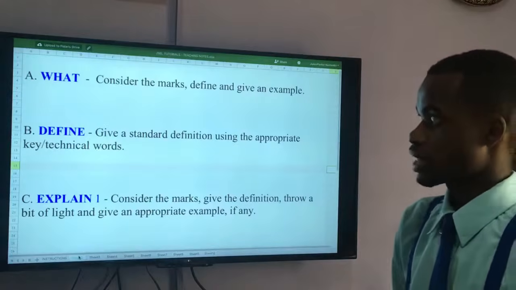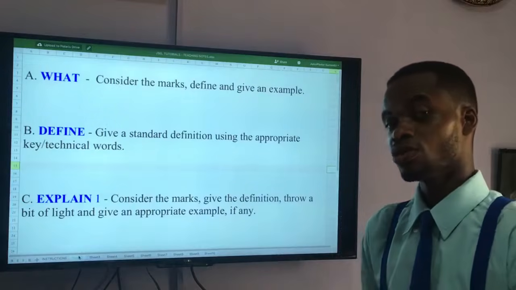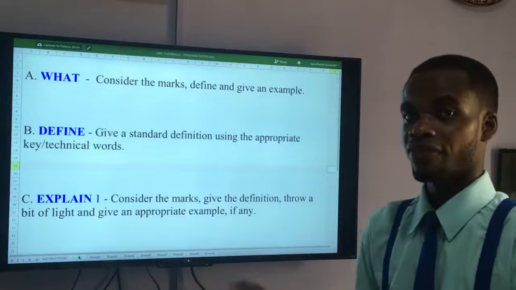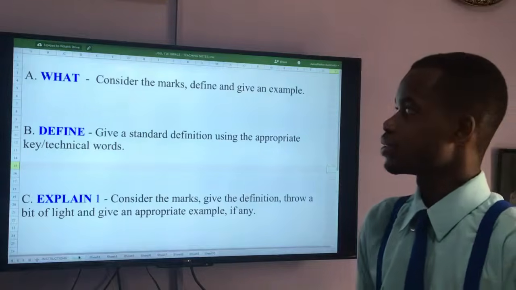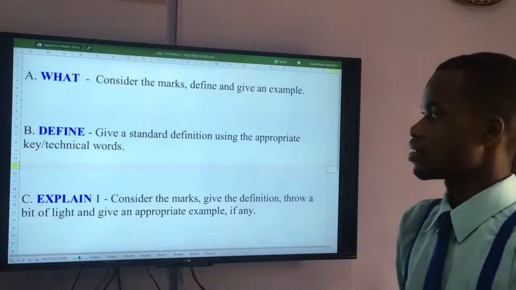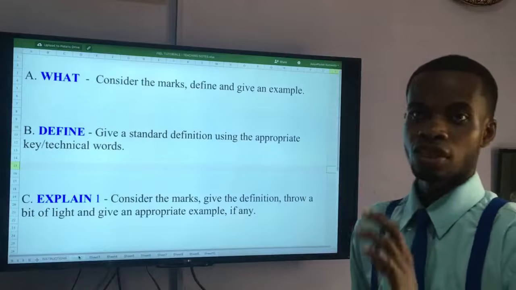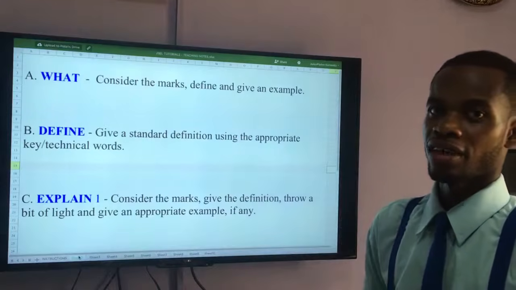So what is colonization? Let me begin with that. Okay, or let me go to Form 1, first year. This is under environment. So what is environment? What is environment? So here you have to look at the mark. If the mark is just 2, you just go straight forward and define environment.